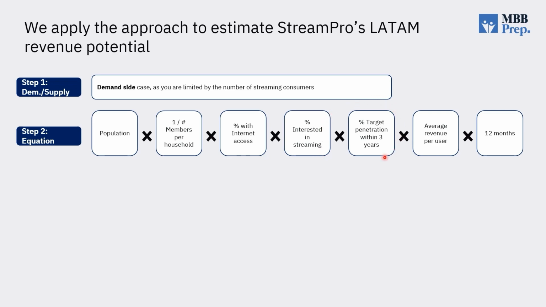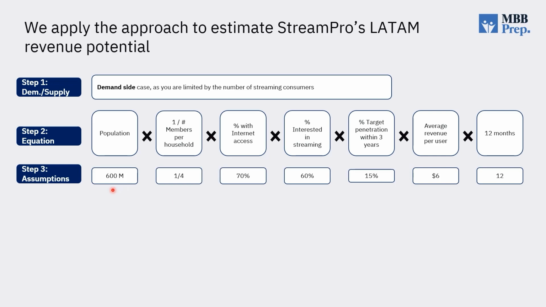Then I would consider what target penetration Stream Pro can achieve within the next 3 years, right? So essentially, we are trying to understand what market share Stream Pro will have. Let's say they enter the market in the first year, and at the end of the 3 years, what market share they can capture. And then I would consider the average revenue per user in the Latin market, multiply that by 12 months to get to the annual revenue that LATAM as a region will provide to Stream Pro, right?